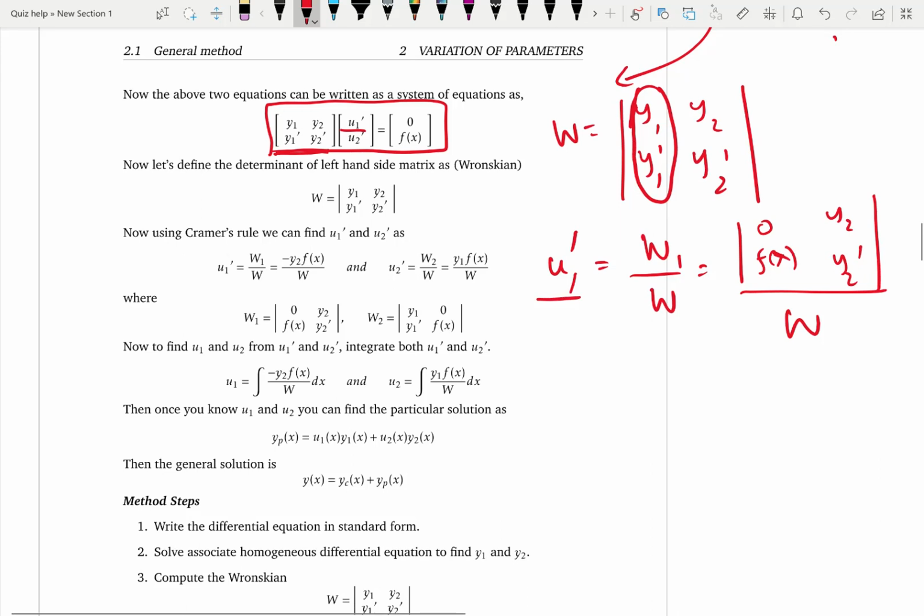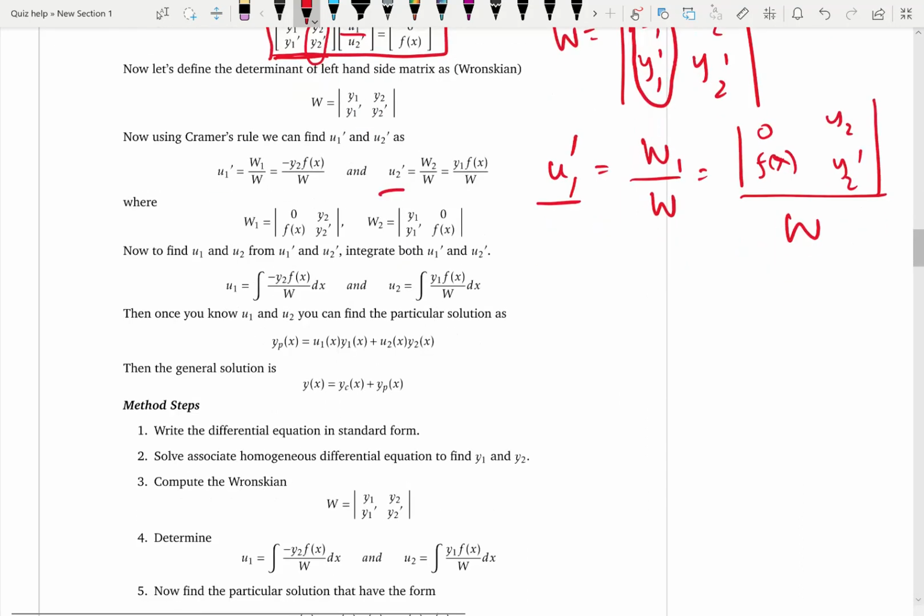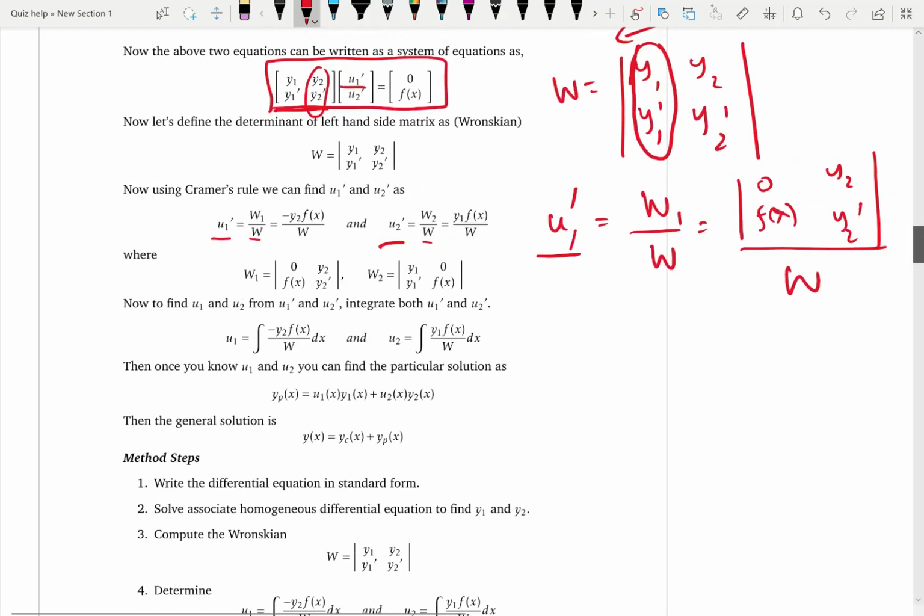And then similarly, you can get u2 prime by replacing the second column by 0 and f(x). Okay, so u1 prime can be found as w1 over w, and u2 prime as w2 over w. Now w2 is, again, you replace the second column in the coefficient matrix by 0 and f(x). That's just Cramer's rule.